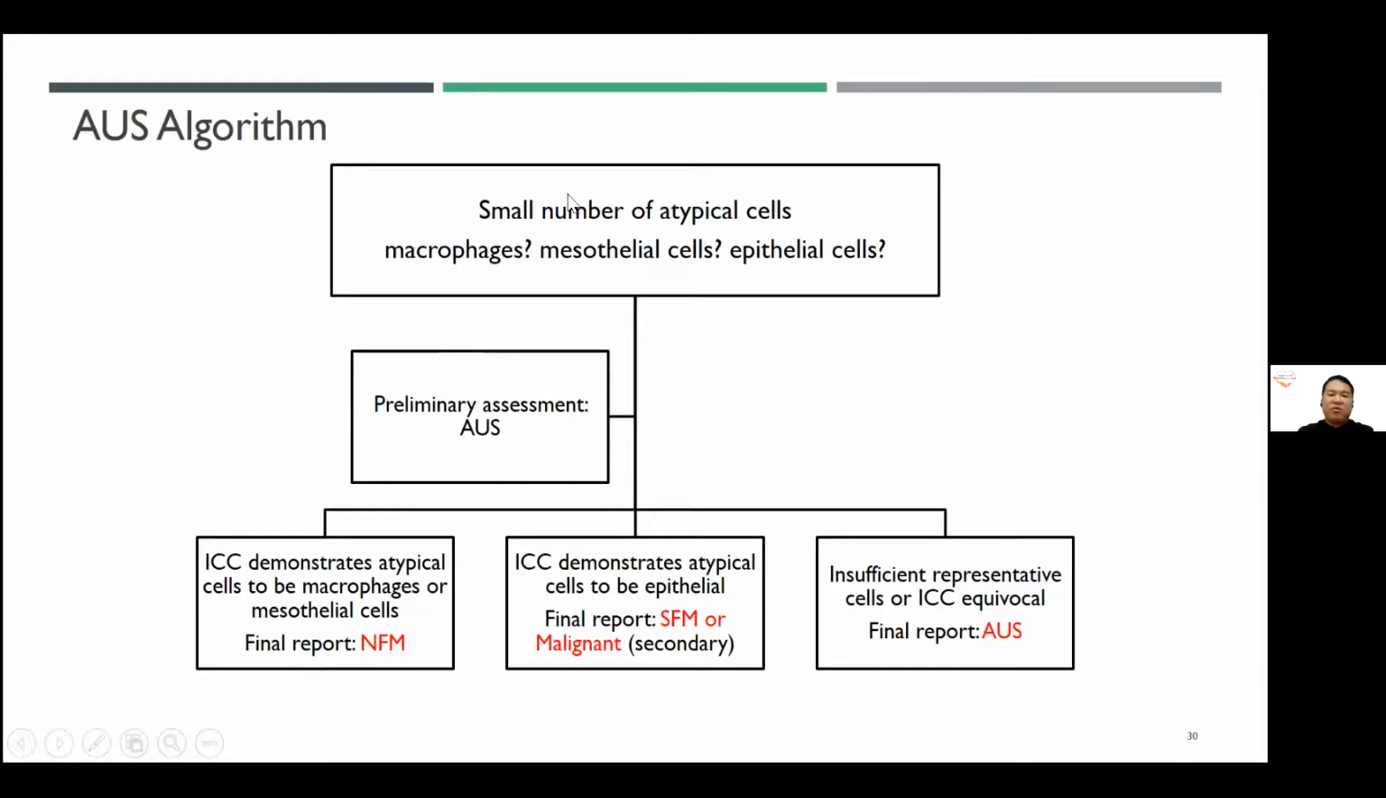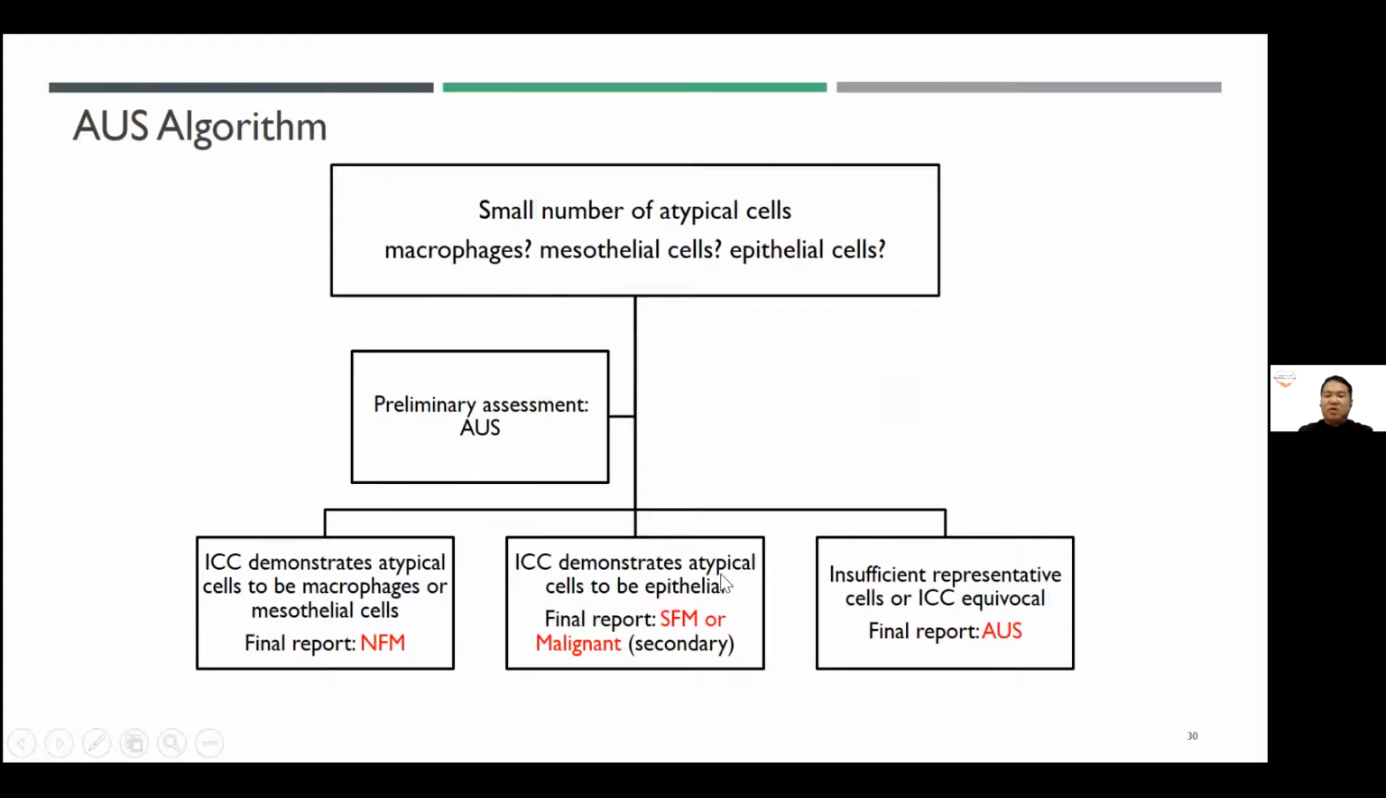So the algorithm will come into this algorithm. There are a small number of atypical cells, probably macrophages, mesothelial cells, or epithelial cells, and you can sign out a preliminary assessment as AUS. And if you have ICC, slice, or cell block, you can do staining. And if you make sure they are mesothelial cells or macrophages, you can downgrade the AUS to negative for malignancy.